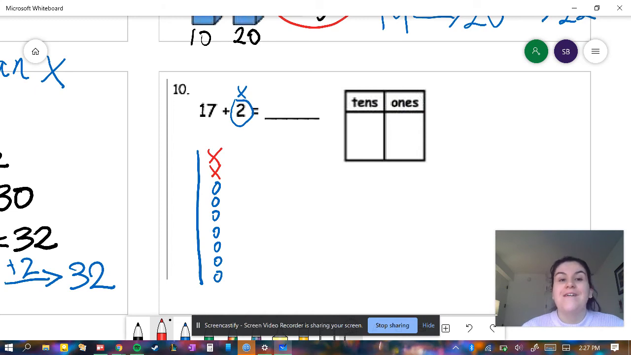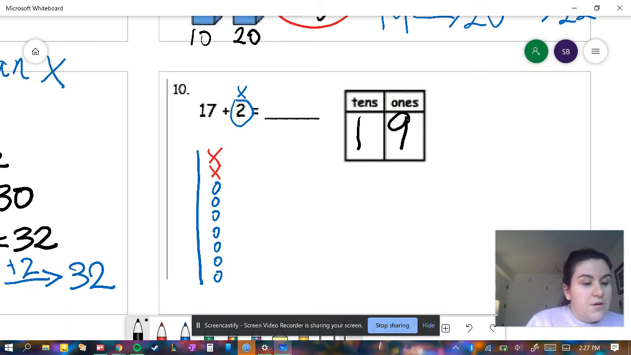When we make a 10. We're not always going to make a 10. So we have to pay attention to make sure we don't get tricked. Let's see what we have here. I'm noticing 1 ten, so I'll put it over here. And 1, 2, 3, 4, 5, 6, 7, 9 ones. So 17 plus 2 is 19. Awesome job.